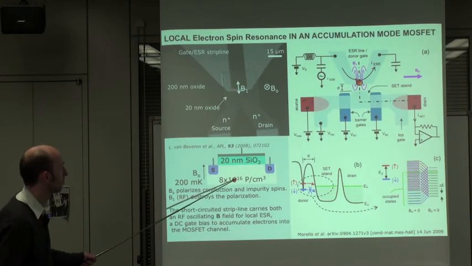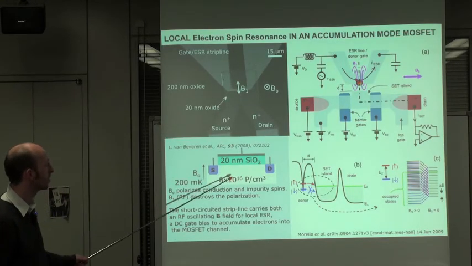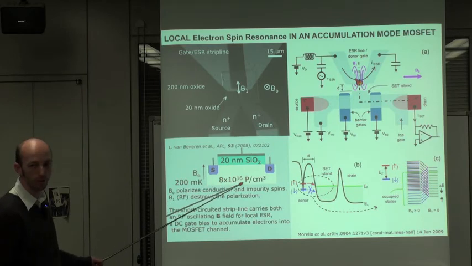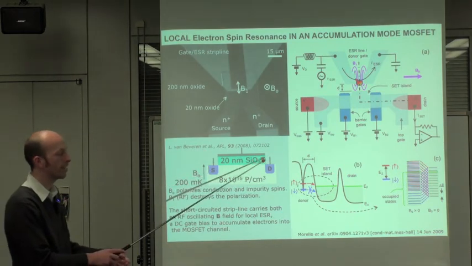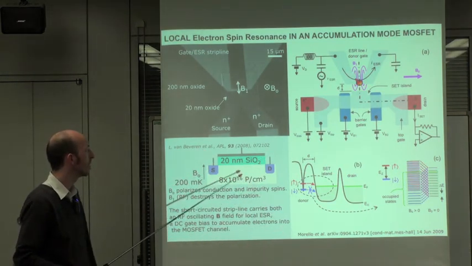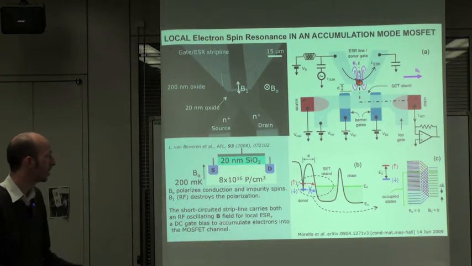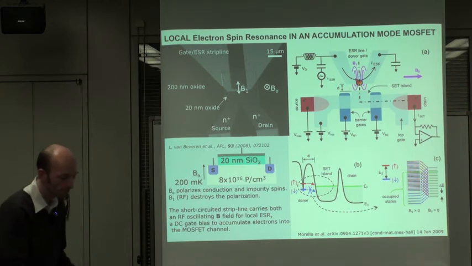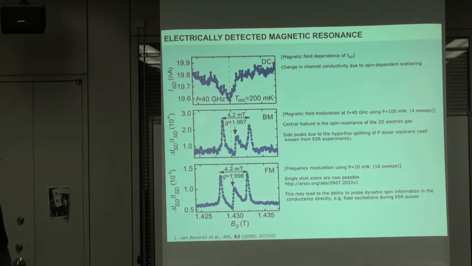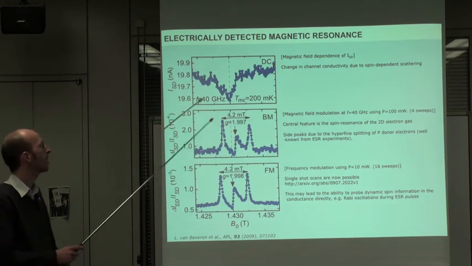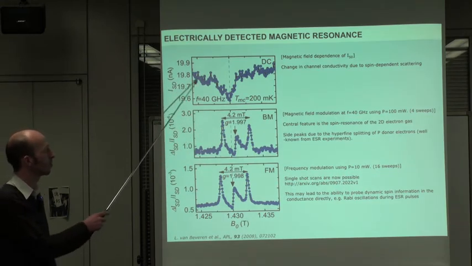So for this initial device, the phosphorus concentration here was 8E16. The source and drain leads were phosphorus indiffused, and there was a 20 nanometer oxide on top of that. So the ADMR signals that you would see with this device, this is just the source drain current.